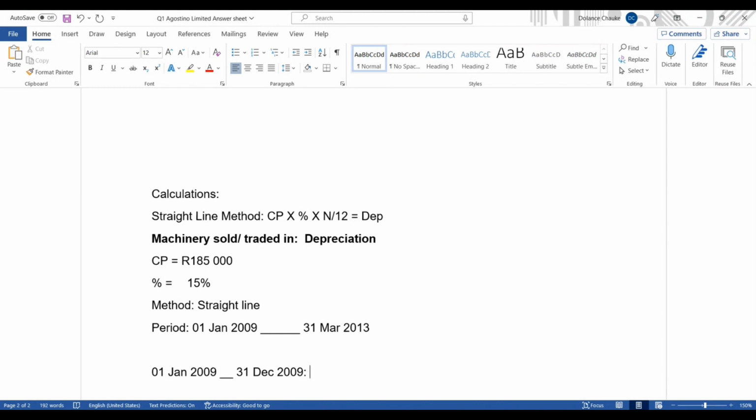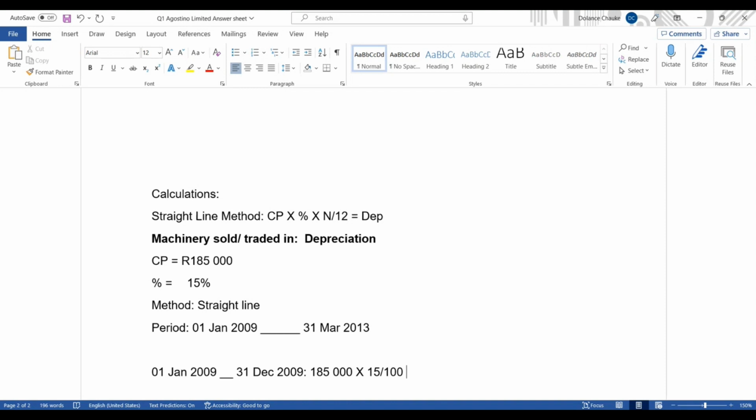We start with the year that it was purchased. So with the year that it was purchased, how much is it going to be? We are following the method. Look at the method there. It says cost price. How much is the cost price? It's 185,000. And then we're going to multiply by 15 over 100.